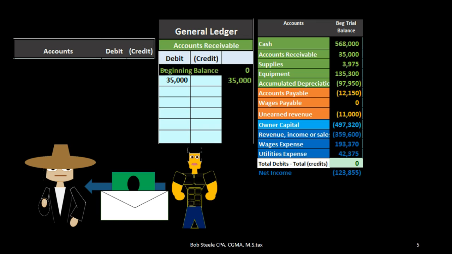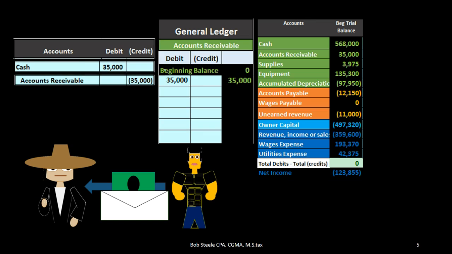Next transaction, we're going to assume that the customer then paid us. We're receiving cash. Cash is going to increase, and we're going to credit the accounts receivable. Not revenue, because we didn't do the work. We did the work last time. We're crediting the receivable. So one asset's going up, one asset's going down.